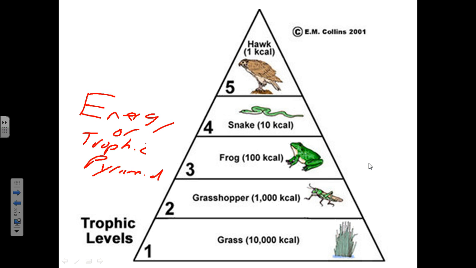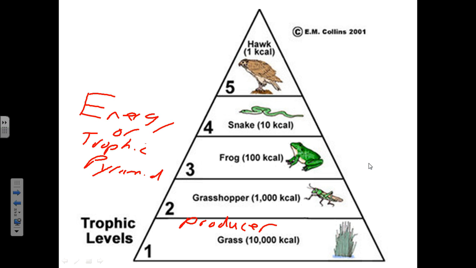All right, now here's the important thing. First of all, down at the bottom, always at the bottom, you're going to have something that's a producer. And remember, producers are called producers because they produce what? What do producers produce? Sugar. That's why they have to be at the bottom. They're usually autotrophs, things that can do photosynthesis.